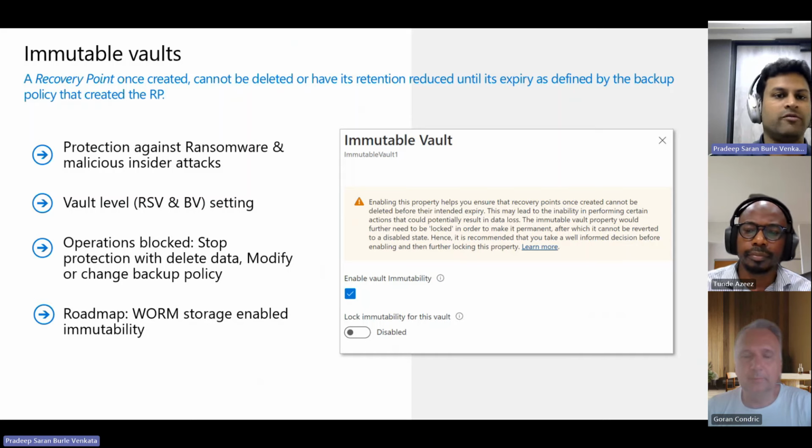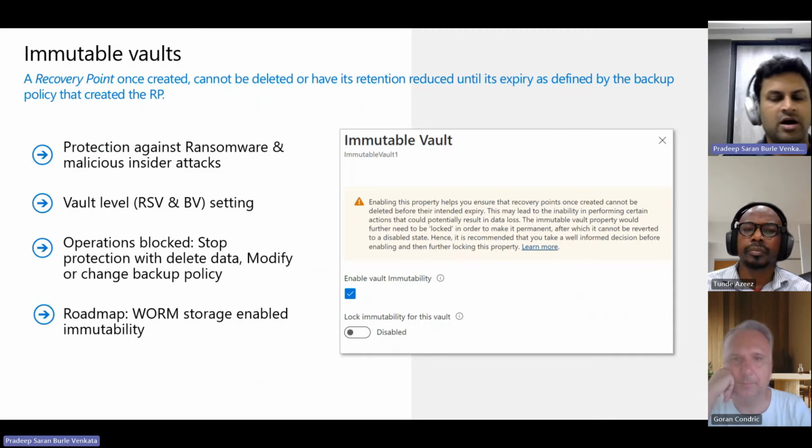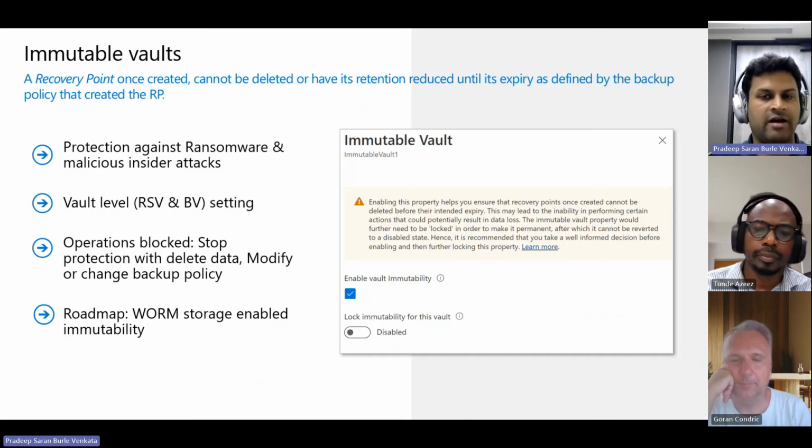And one step further, we have introduced something called immutable lock. Once you enable this, there is no turning back. So nobody can delete your backups. You have to wait for your backups' retention period to kick in, right? There is no way to bring it back again. Once this is enabled, you cannot turn it off. That is the lock capability that we already have in the product.